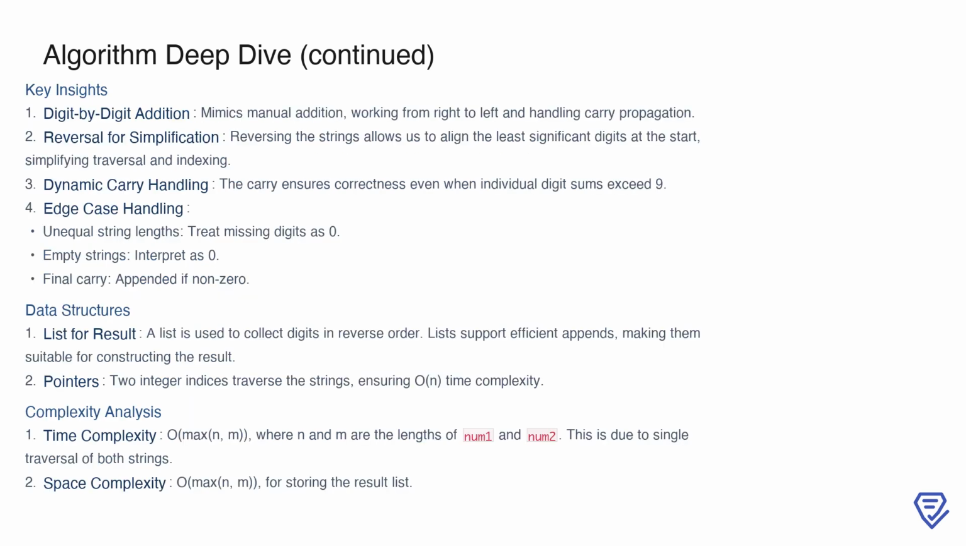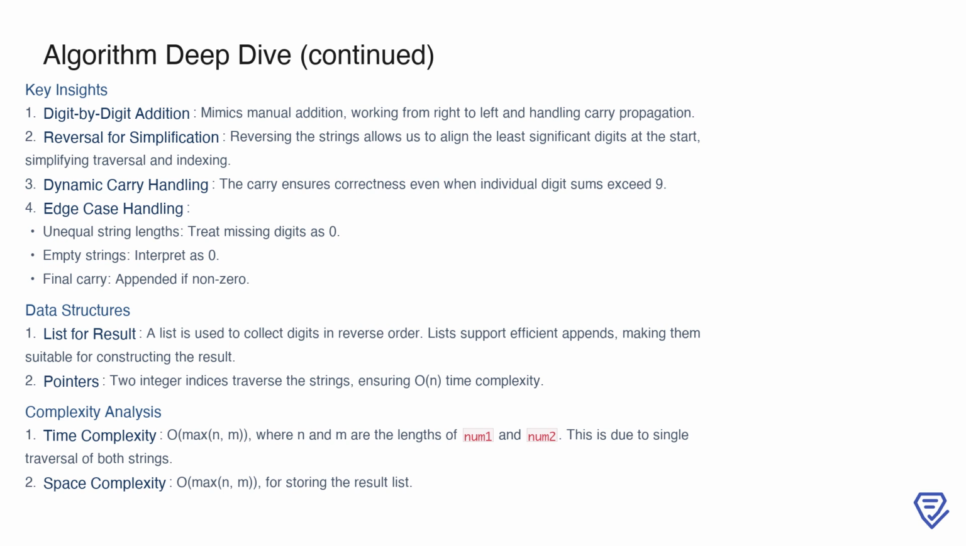This approach mimics manual addition, starting from the least significant digit and propagating the carry when necessary. Reversing the strings simplifies traversal, as it aligns the digits for easy addition. The carry ensures that the sums remain accurate even when individual additions exceed 9. Edge cases are handled by treating missing digits in shorter strings as 0, interpreting empty strings as 0, and appending any remaining carry at the end. The result list, which supports efficient appends, is ideal for collecting digits during the computation.